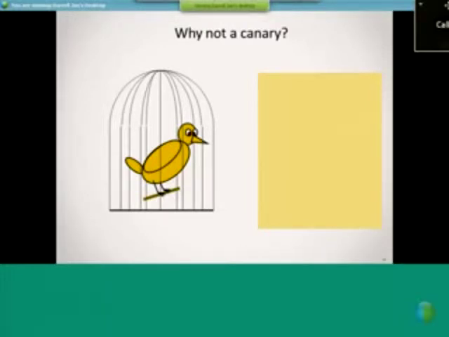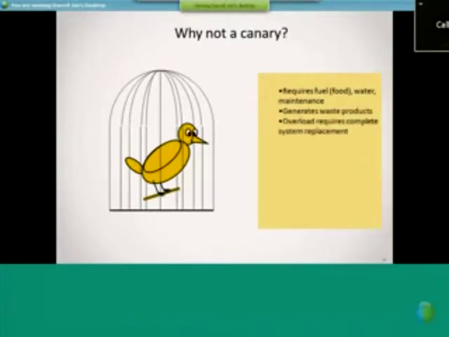So yes, it's the relationship with the crew. It has its pluses and minuses. It may make the crew happy while it's alive, but then they'll be sad if it dies. Okay, so here's what I listed, and we've gone through this one before. It does require some food, water, and maintenance, including cleaning up the messiness, which is generation of waste products. If it dies, you need a complete system replacement, meaning a whole new canary.